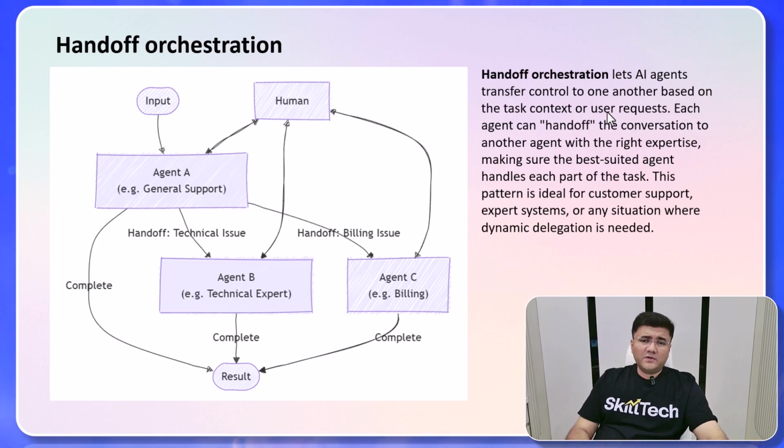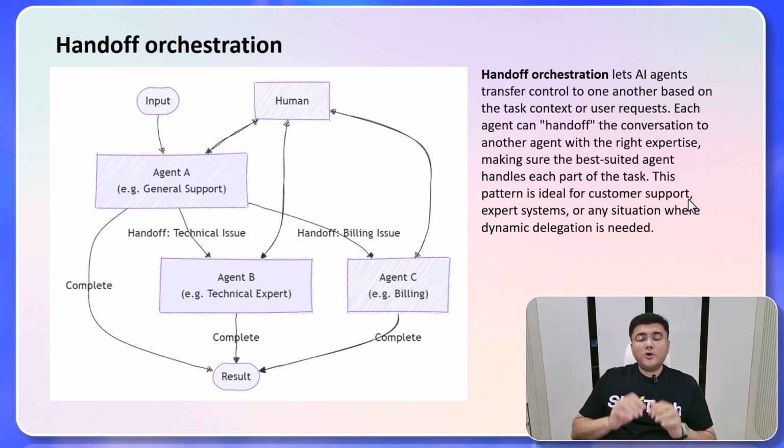Basically, the word handoff explains a lot, because it says that your agents can hand off the conversation to another agent with the right expertise. Whenever your agent thinks, "This is not my expertise, maybe another agent can do this in a much better way than me," it's going to pass that on to the next agent, and that's what handoff is all about. Now, this pattern is ideal for customer support.